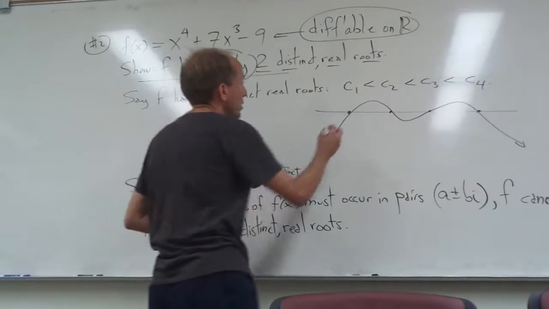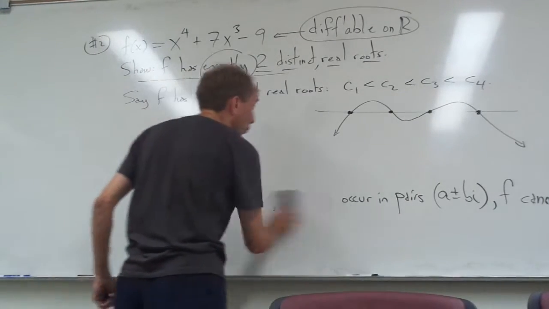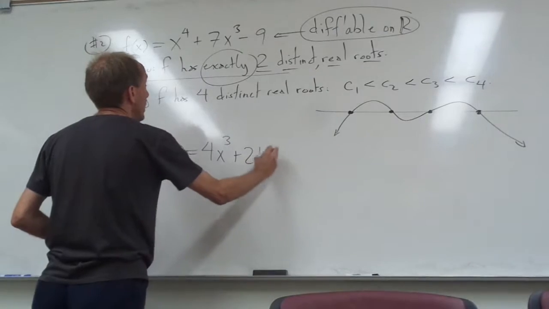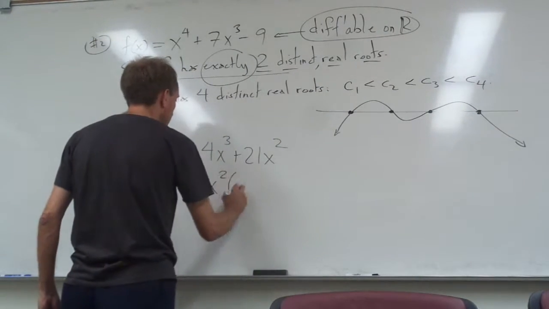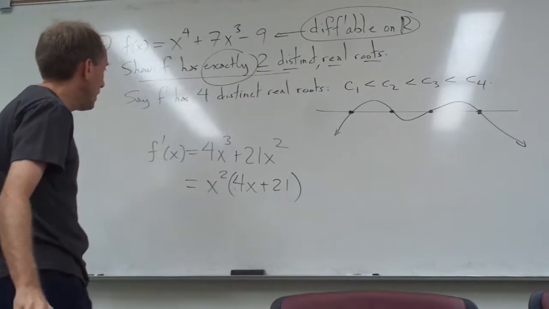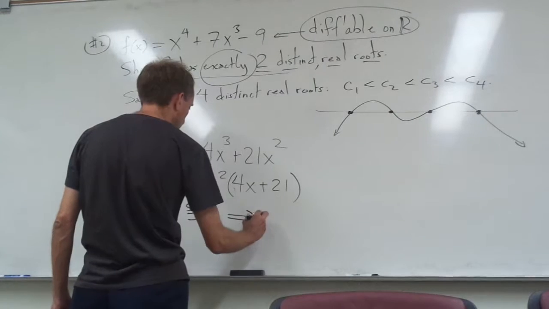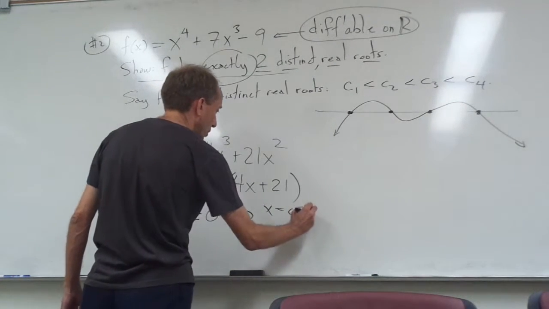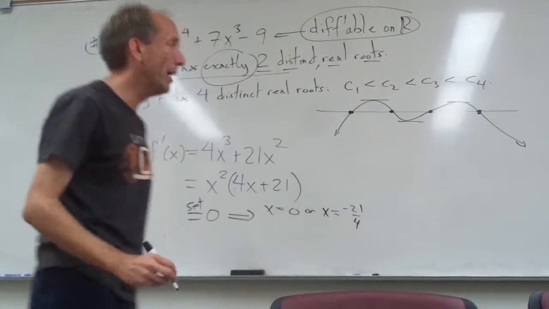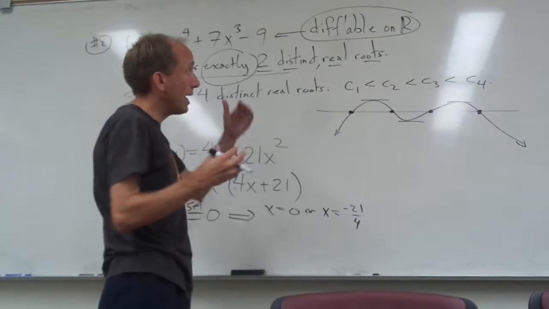This is where you can think about the derivative a little bit. The trick to this is to look at the derivative. The derivative is 4x cubed plus 21x squared. If you factor that, you get x squared times 4x plus 21. If we set this equal to 0, we find that x is 0 or x is negative 21/4. You can't have 3 different places where the derivative is 0. So that's really the reason that f cannot have 4 real roots.